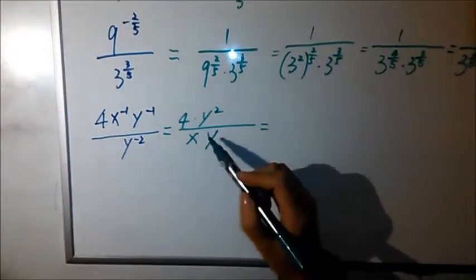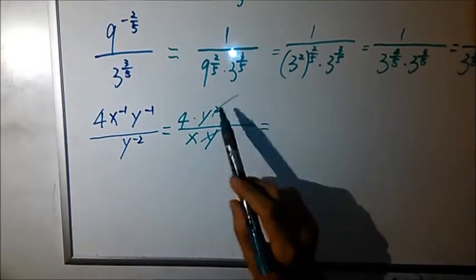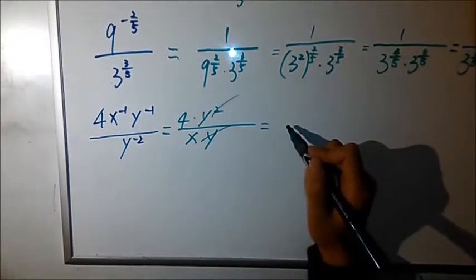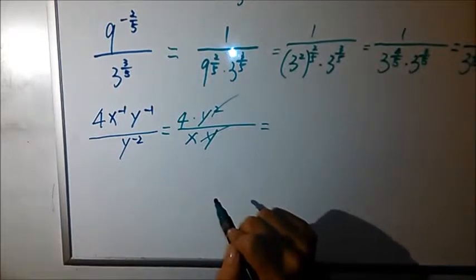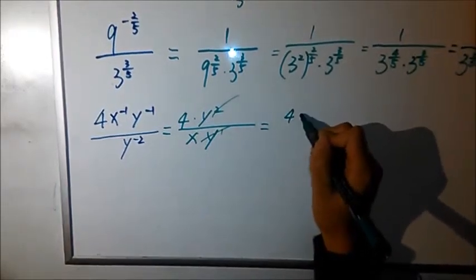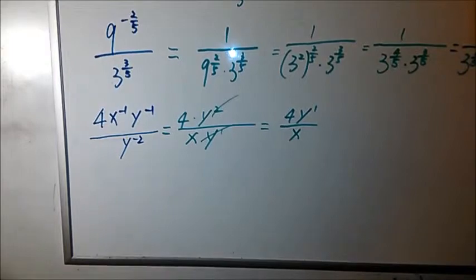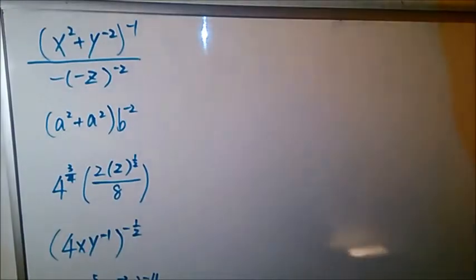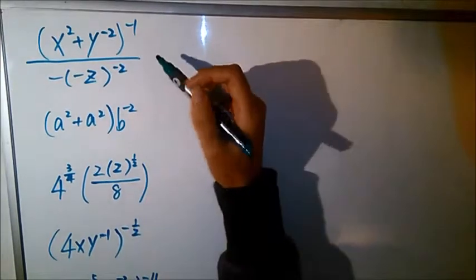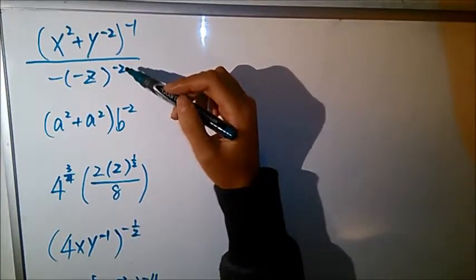We can simplify. Look, we have like bases, we have y, the powers will cancel out, right? So 2 minus 1 is 1. The power of 2 is higher than the power of 1, so it will go on top, right? So it will be y to the power of 1, right, over x. Simplified.